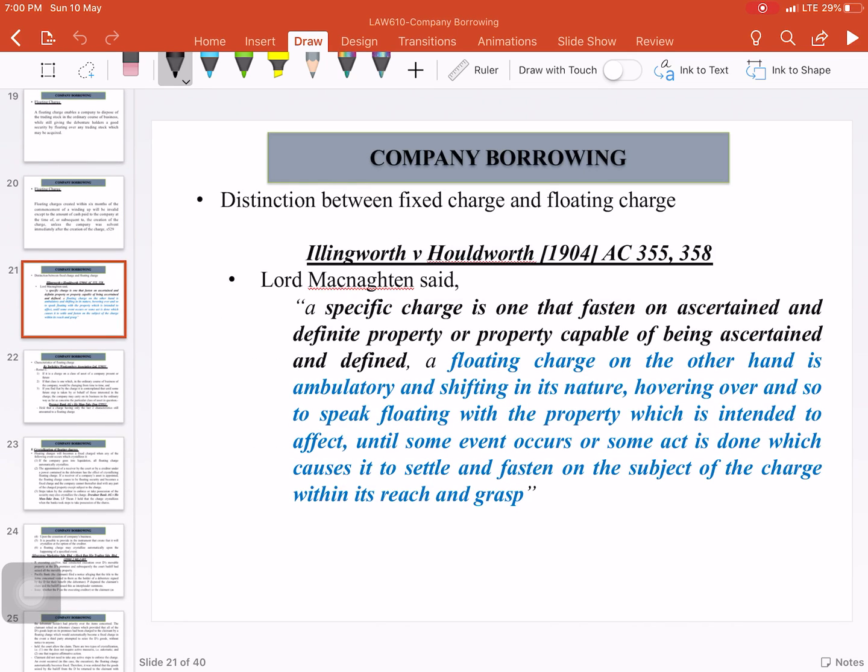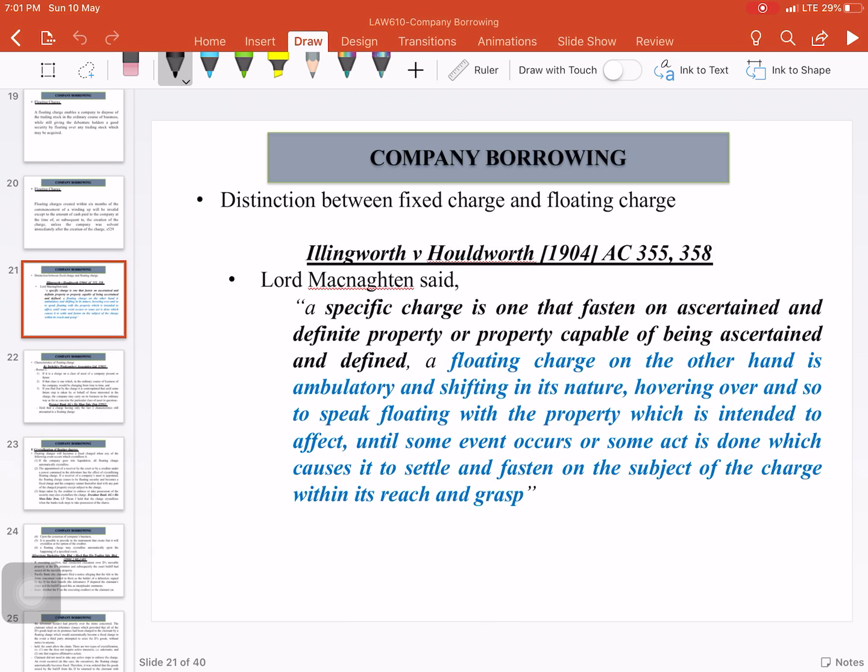What is the distinction between fixed charge and floating charge? Lord Macnaghten in Illingworth v Houldsworth says that a specific charge or fixed charge is one that fastens on ascertained and definite property. For example, I've shown you just now, immovable property, or property capable of being ascertained and defined. While a floating charge, on the other hand, is ambulatory and shifting in its nature. It keeps on changing.